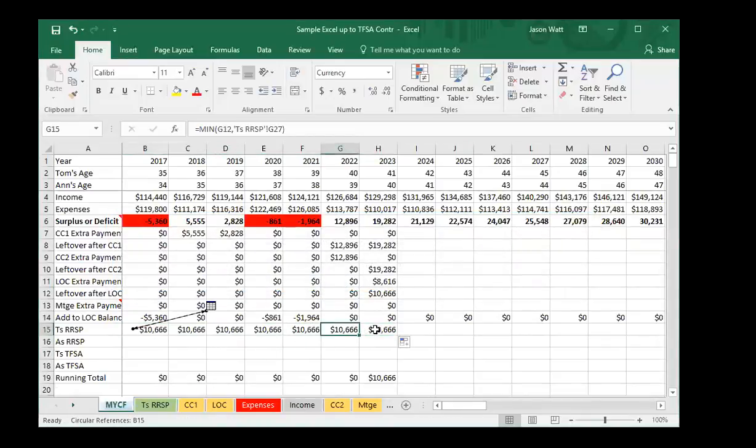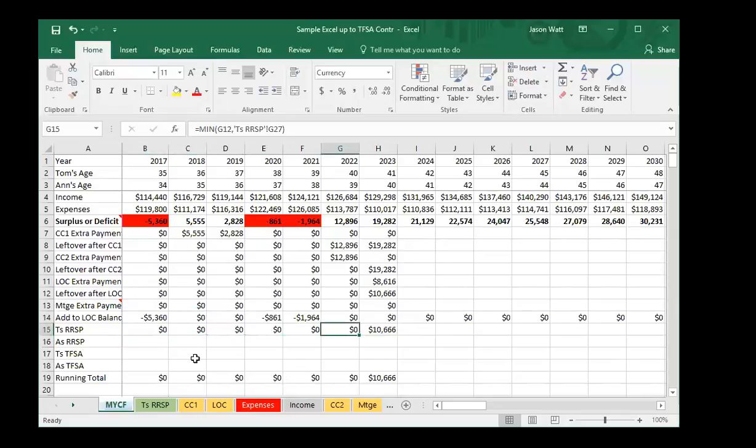Oh, sorry, that's not what I want. I want to copy the formula across. Oh, that's where our problem is. Right. Okay, there we go. Yeah, we're good there.